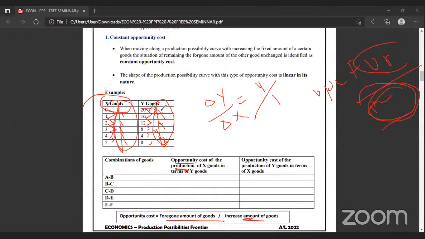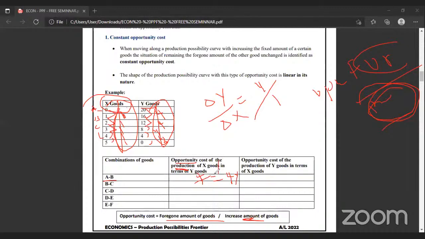Since all the amounts are constant here, all values will be the same. See the combinations I mentioned, A to B, B to C. That means the combinations are A, B, C, D, E, F. From A to B, 0 to 1, so it's increasing production by one. So when they are increasing from A to B, 1 should be the divisor. And Y goods, how many are we sacrificing? 4. So the change is 4. The answer is 4. What is 4? Y, exactly. You have to mention that.